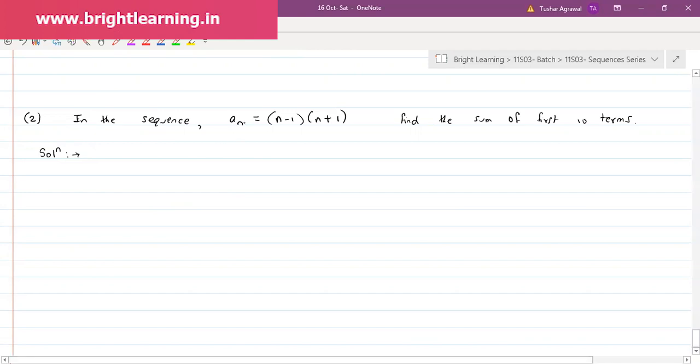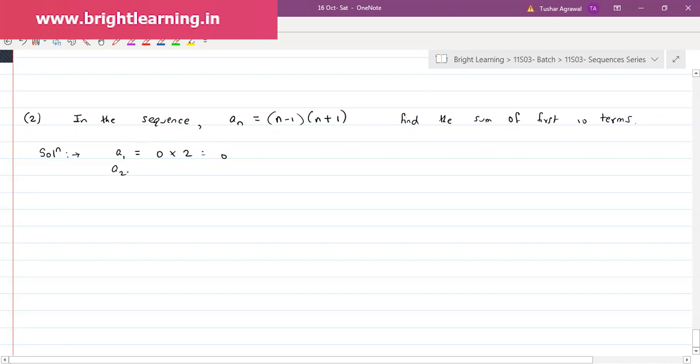See, now an is equals to this. So a1, first of all, this is not needed to calculate the exact values of the individual terms, but just for understanding, you will see. So what will be the first term? Can you see that the first term will be 0 into 2? 1 minus 1 is 0 and 1 plus 1 is 2. So first term is 0.